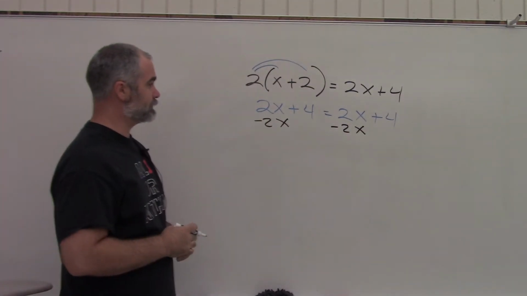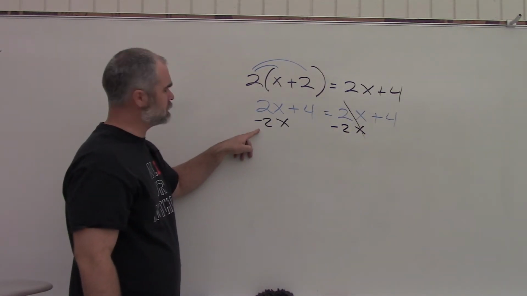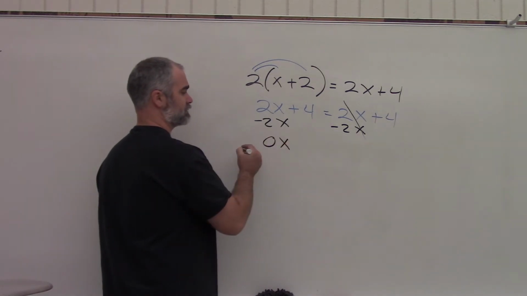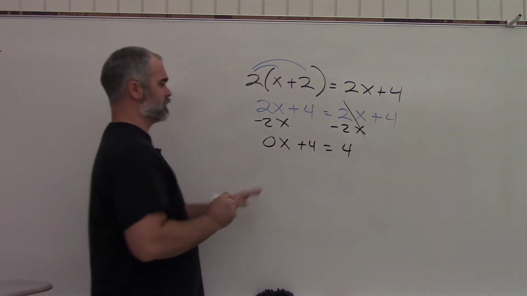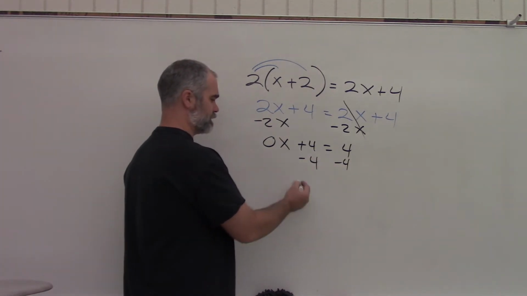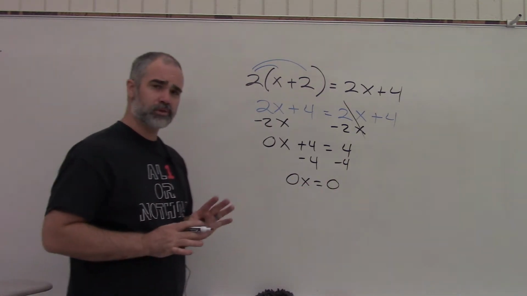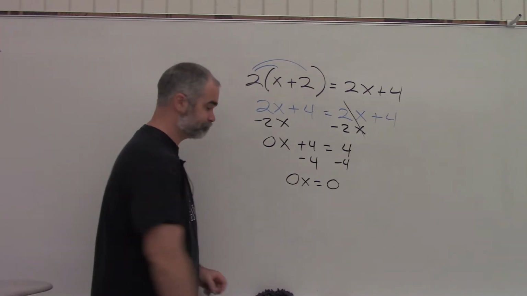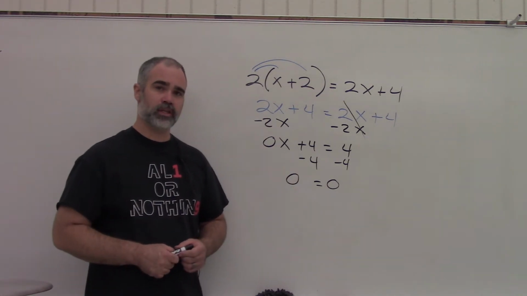All right, so I've done that. This cancels out over here. And 2x minus 2x, ooh. Is that 0x? Let's go ahead and write it down. 0x. Okay, now I've got plus 4 equals 4. I'm going to subtract 4. And I get 0. So I have 0x equals 0. That looks kind of weird, particularly when you realize that 0 times anything is just 0. So my real answer here is 0 equals 0.